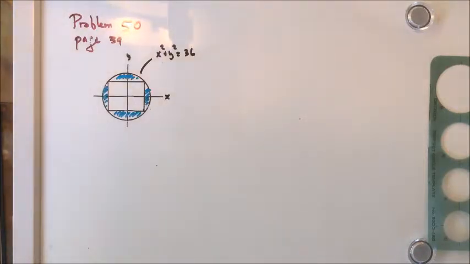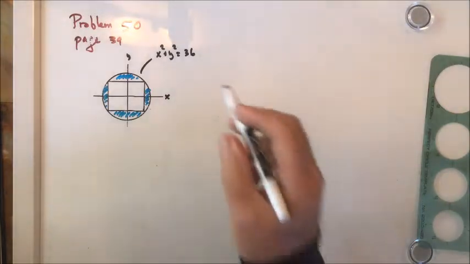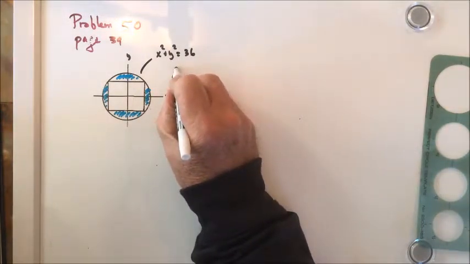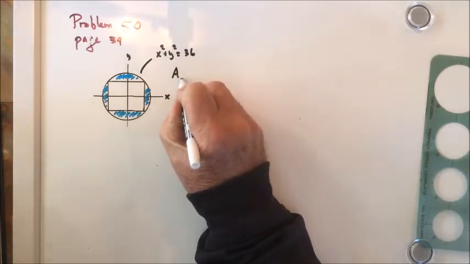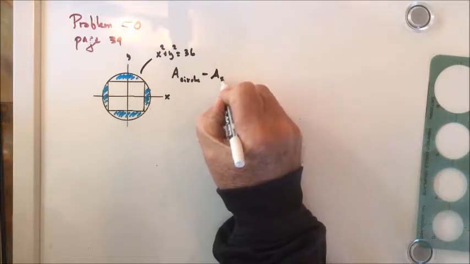And the idea is to find the shaded area that I've got shaded in blue outside the inscribed square, but inside the circle. So I think you've done enough of these problems to recognize that what we're going to do is to find the area, which is the difference in the area of the circle minus the area of the square. Okay.